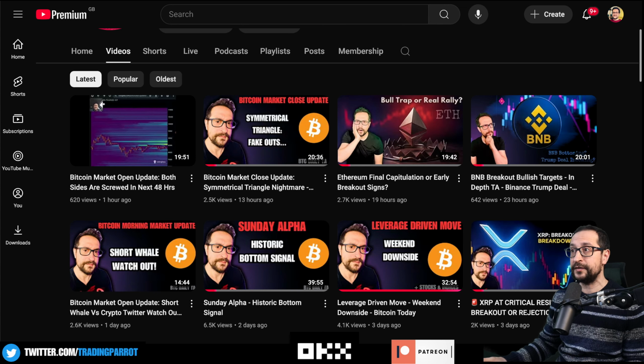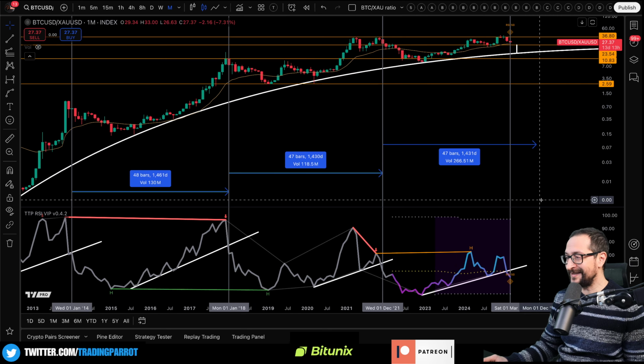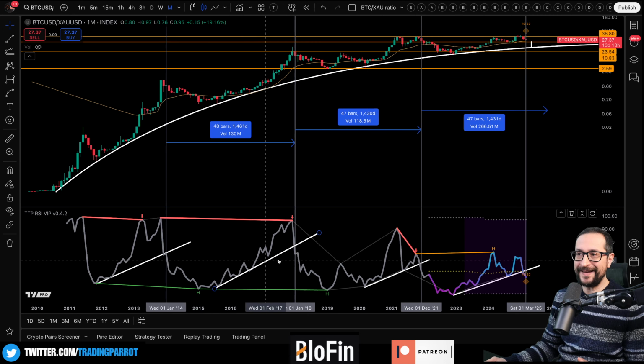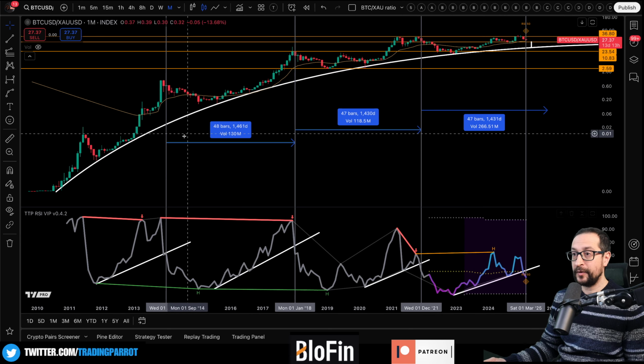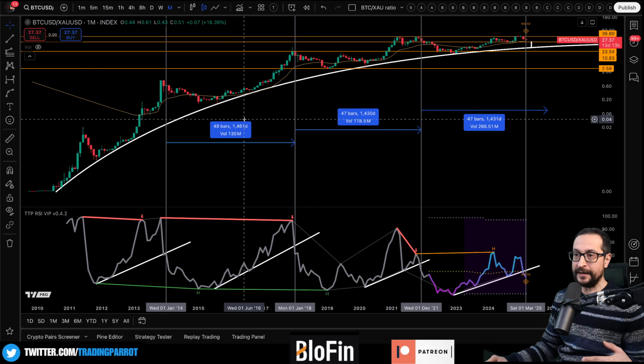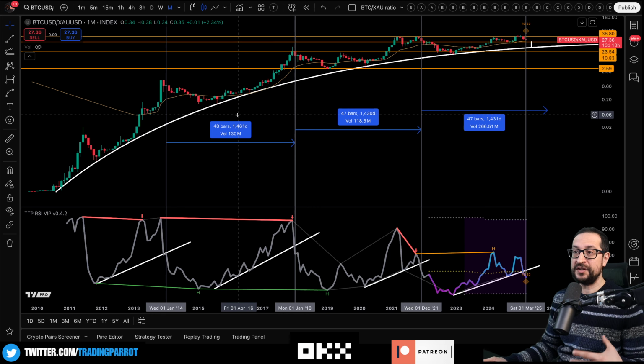Let's get into the content. To get started, we are going to go with the monthly chart. We are going to set it in the logarithmic scale, and we're going to observe the RSI on the lower end. We're also going to look at the long-term support band that we have in here. We're going to see where we are. We're going to look at the timing of each individual peak.